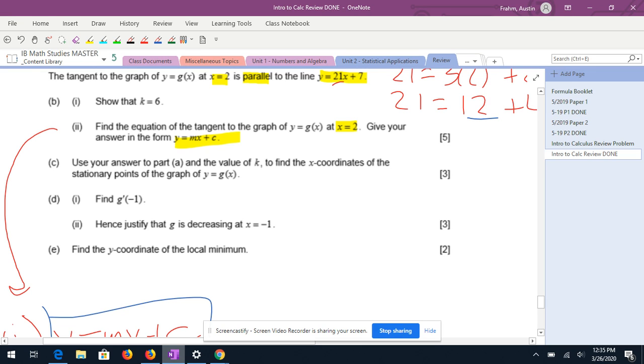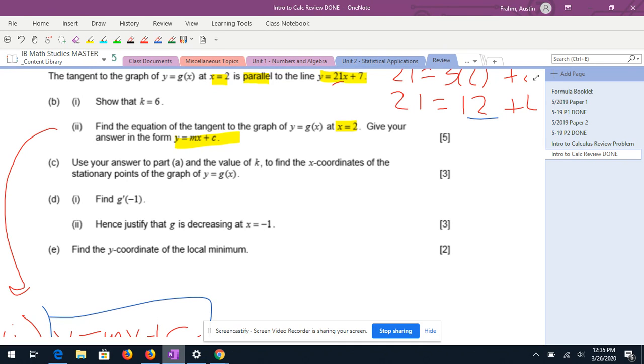All right, so continuing on with problem number 4, we're on letter C. It says use your answer to part A and the value of k to find the x-coordinates of the stationary points of the graph of y equals g of x. Now, our answer to part A was the derivative. Okay, so what they're hinting at is, remember, to find the x-coordinates of stationary points of a regular graph, that means that they are local maximums or local minimums.